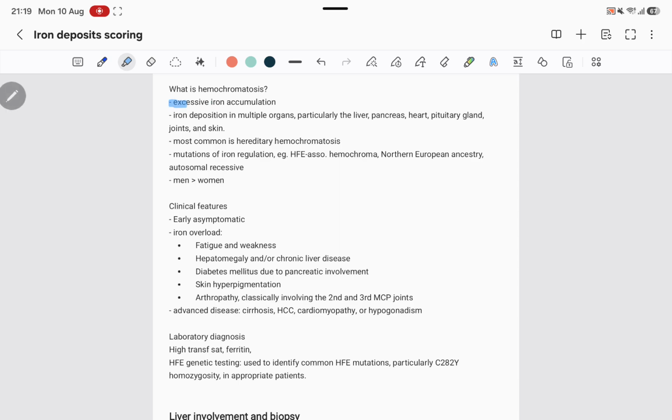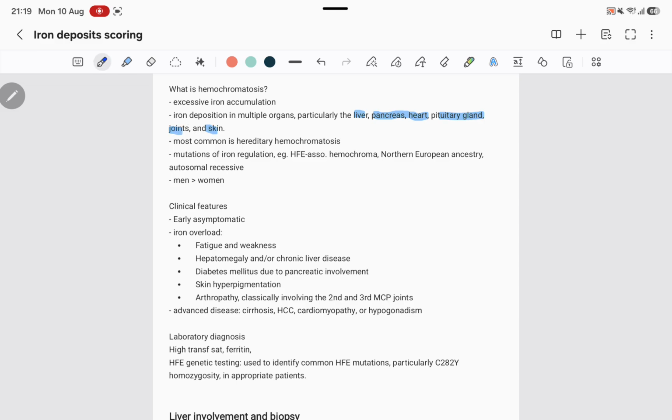Hemochromatosis is, by its name, an excessive iron accumulation. If there is too much iron in the serum, it will not have a way to leave the body due to problems with iron metabolism. The body is not able to get rid of that iron, so it deposits it in multiple organs, particularly the liver, which is our topic, and the pancreas, the heart, the pituitary gland, the joints, and the skin.